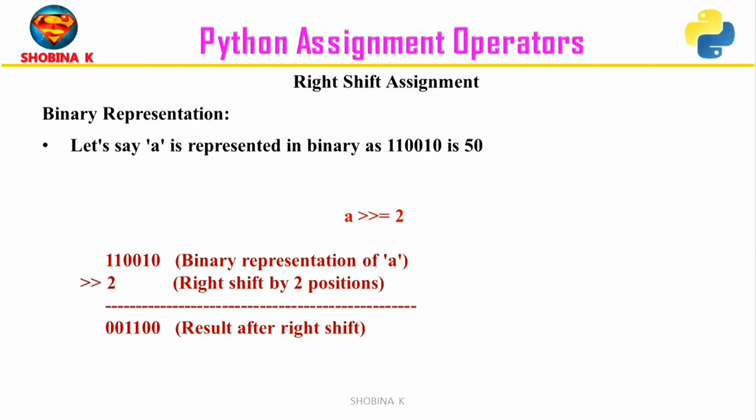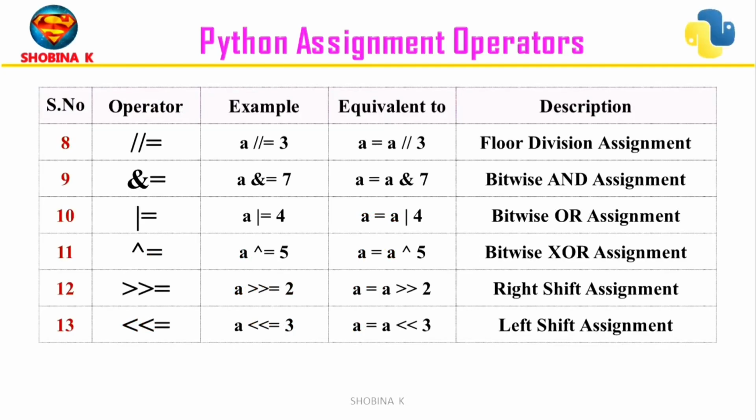In this case 2. The right shift operation effectively divides A by 2 raised to the power of the specified number of positions. This is equivalent to dividing the decimal value of A by 2 to the power of 2, which is 4. Now the variable A will be updated to the new value, which is the result of dividing the original value by 4. After performing the right shift operation, the result is 001100. Its decimal equivalent is 12. A right shift equals 2 is equivalent to A is assigned the result of A right shift by 2.